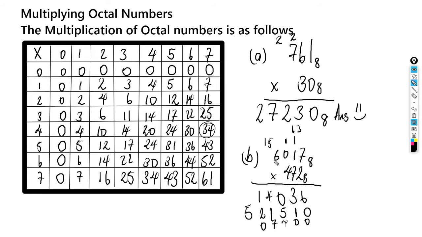And then 4 times 6, right? 4 times 6 should be 3 remainder 0, right? So it would end up with 3 over here, remainder 0, and then this 3 would come down here, so it would be 3, 0, 0, 7, 4, 0, 0. Okay, so we're going to add all of these now.